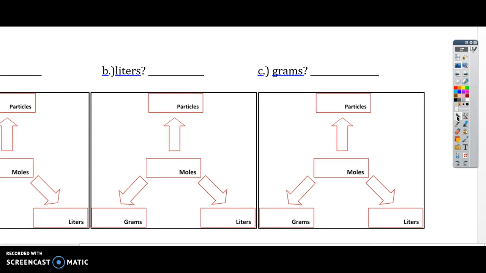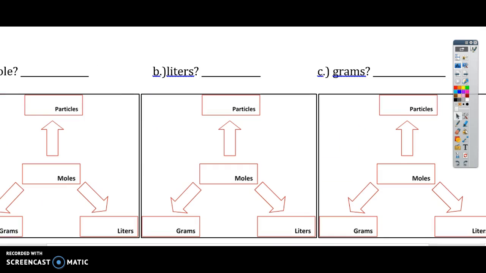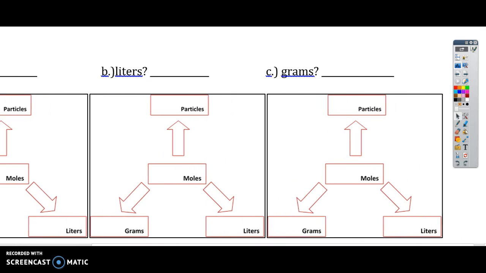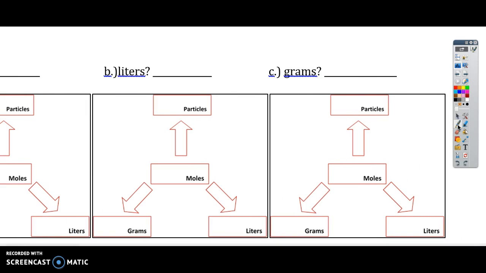So now we're in liters. For liters, we already have our moles, 24.9 moles, from our previous example, and we want to go to liters. Notice I'm starting from moles down to liters. Always draw the arrow so you don't get lost. From moles to liters, I'm going the same direction as that red arrow, so I'm going to multiply.